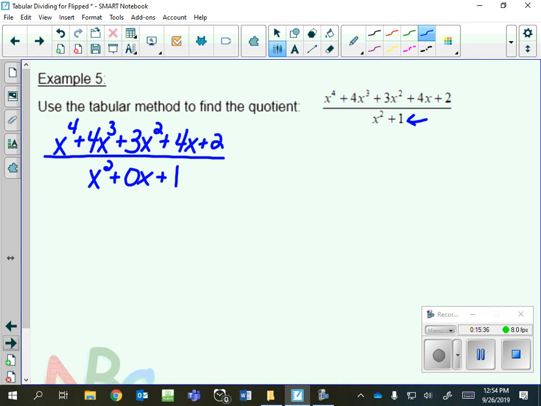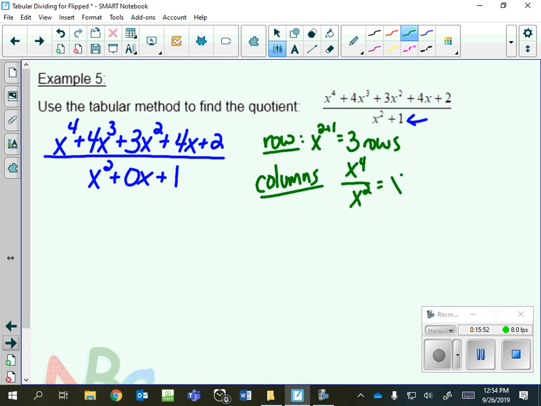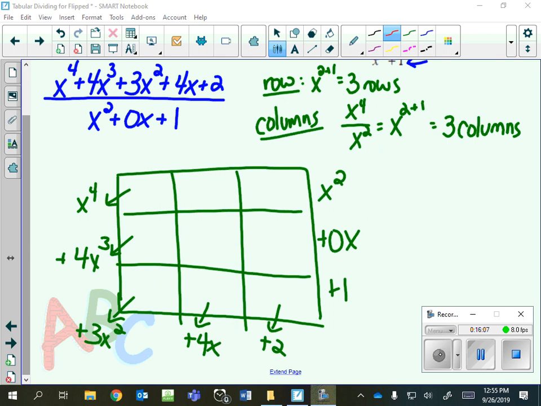So now my divisor is squared. So I have my rows. I'm going to have 3 rows. For my columns, I have an x to the fourth divided by an x squared. That's going to give me an x squared. I have to add 1, so I'm going to have 3 columns. Hit pause, set it up, check the setup, hit pause, try the problem. Here's the setup. If you're good, hit pause, try the problem on your own, and then check your work.